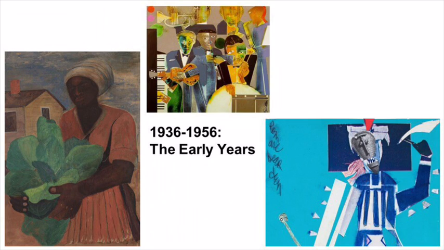Some of Bearden's earliest work from the late 1930s can be seen on the left with the semi-realistic painting of a woman carrying a bunch of collard greens. His work in the 50s became more abstract, and he began working with collage. You can see the influence of jazz coming into his work with this image on the top.